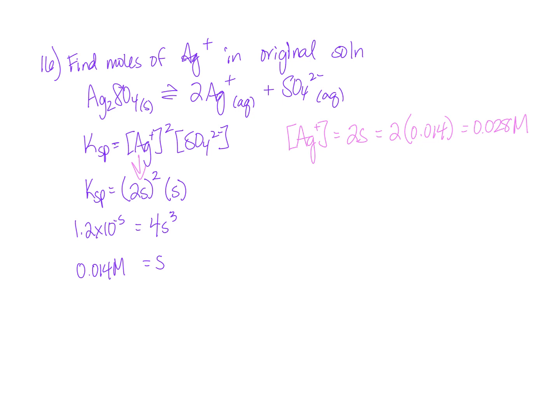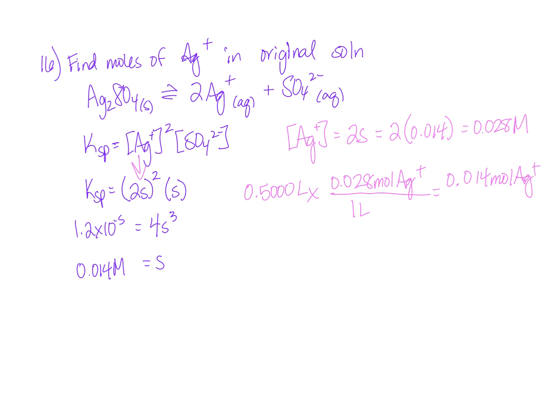Okay, I need to know how many moles that is in a 500 milliliter solution. So I'm going to take my 500 milliliters and write it as liters, and then use that concentration to figure out moles of Ag plus. In 1 liter. So this is 0.0014 moles of Ag plus. So that's how many moles I had originally.